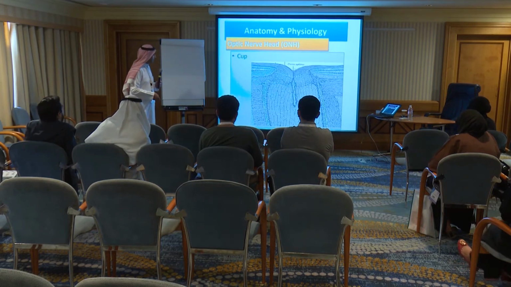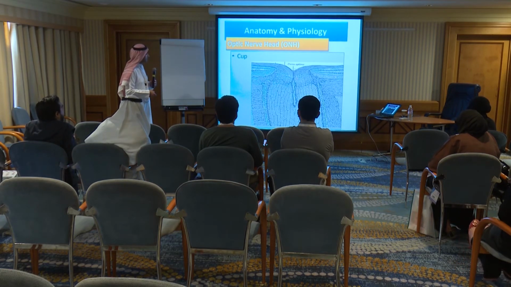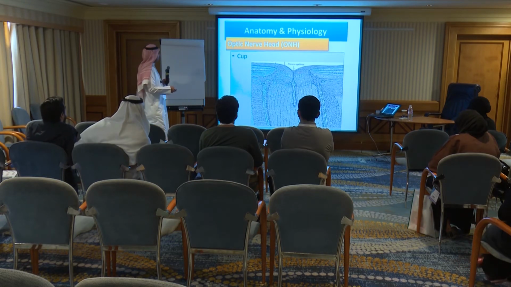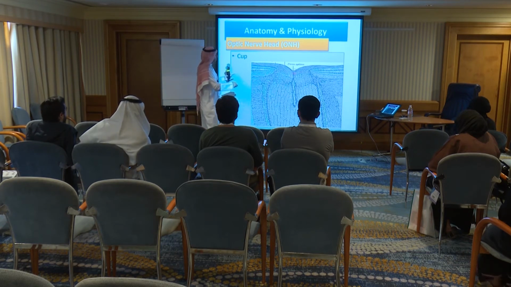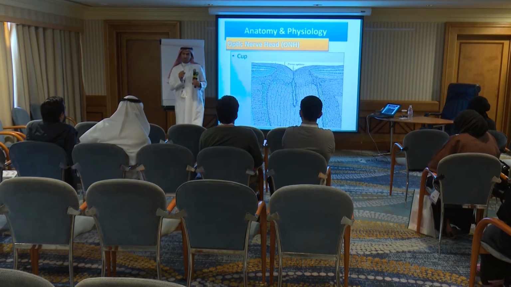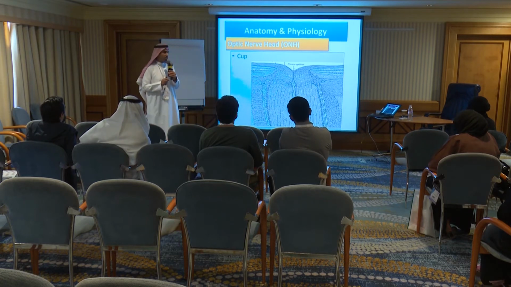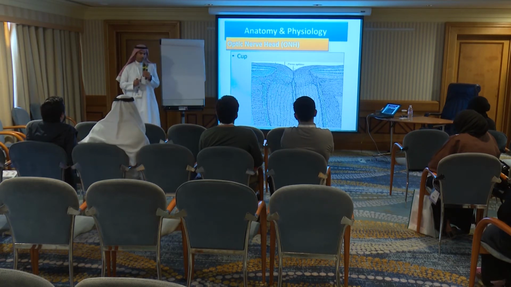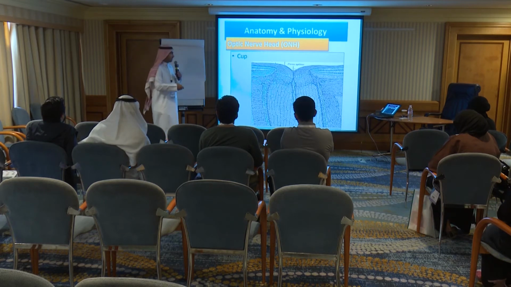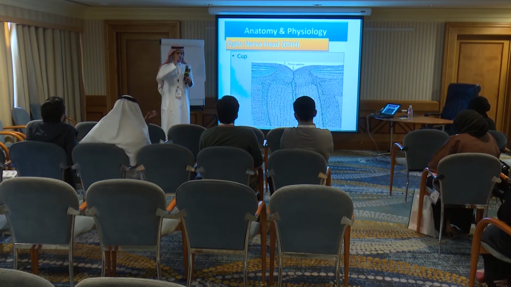This is a magnified picture of the optic disc and the optic nerve. You see those are the nerve fibers, and it is very important to know: you see the optic disc, there is a small depression in the center of the optic disc. They call it the cup. If you hear the word cup, they mean the depression, because it looks like a cup.